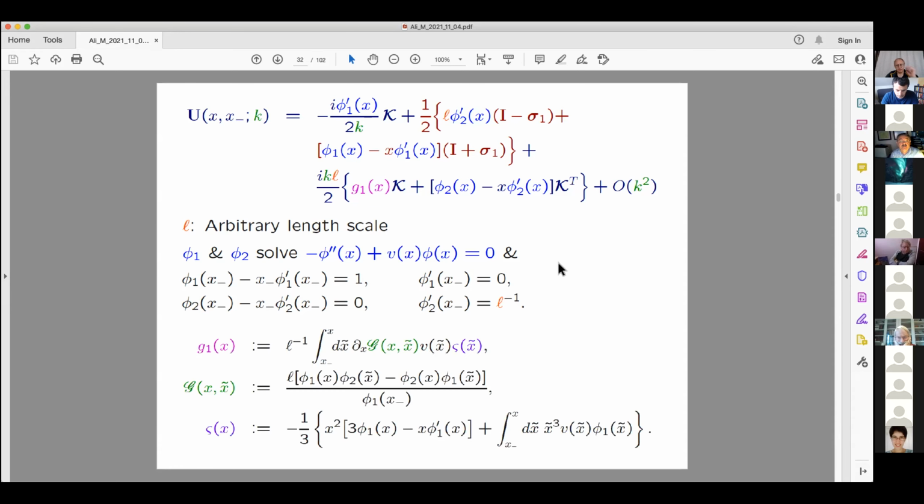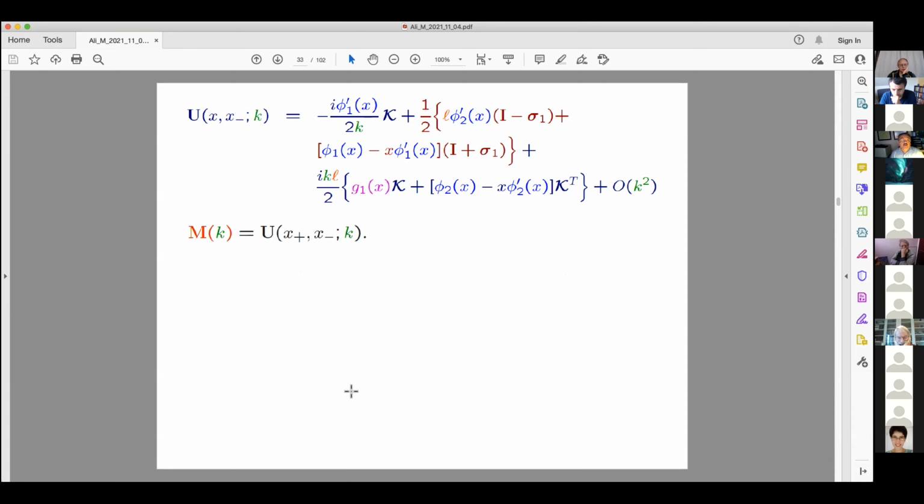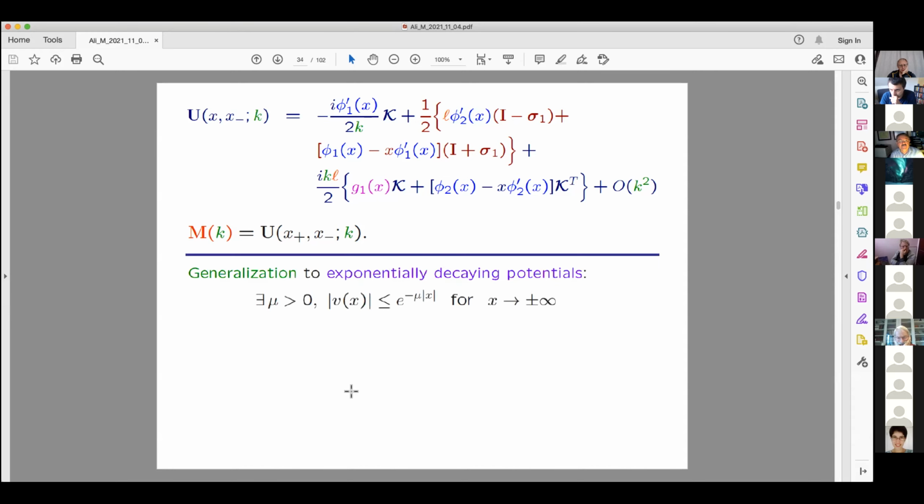This pink G1 is determined in terms of phi 1 and phi 2. The formulas are a little complicated, but the point is that all the terms of this expansion are determined in terms of phi 1 and phi 2. And once we have the expansion for U, M is just the particular value of U at x plus, at the end point. So we have an expansion for the transfer matrix.